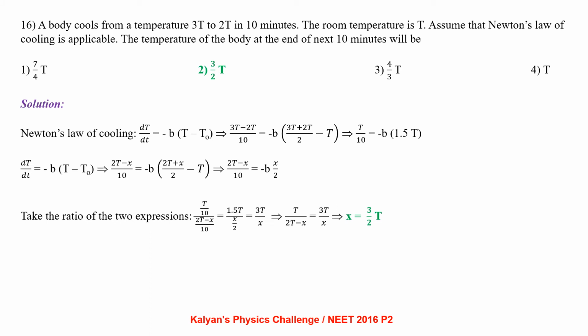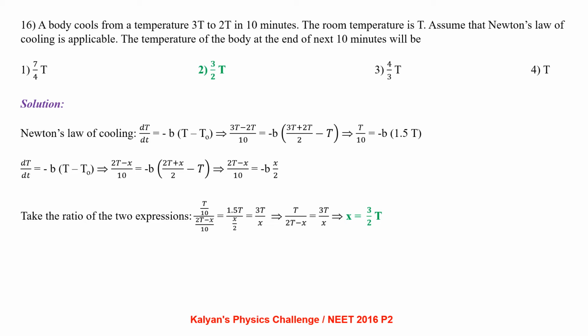A body cools from a temperature 3T to 2T in 10 minutes. The room temperature is T. Assuming that Newton's law of cooling is applicable, the temperature of the body at the end of next 10 minutes will be. As Newton's law of cooling is applicable, let us write the formula dT by dt equal to minus b times T minus T naught. Here dT by dt is rate of cooling, T is average temperature, T naught is the room temperature.